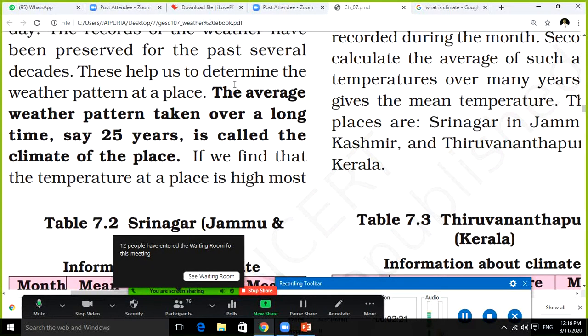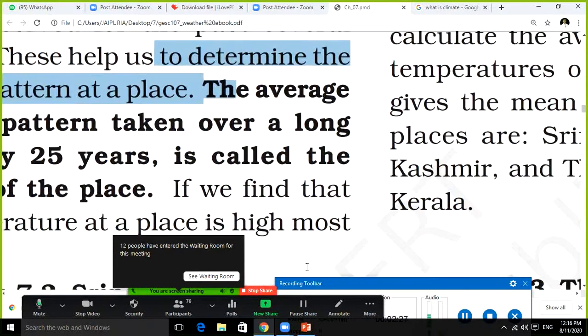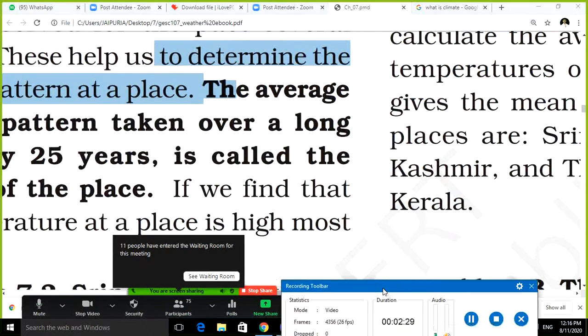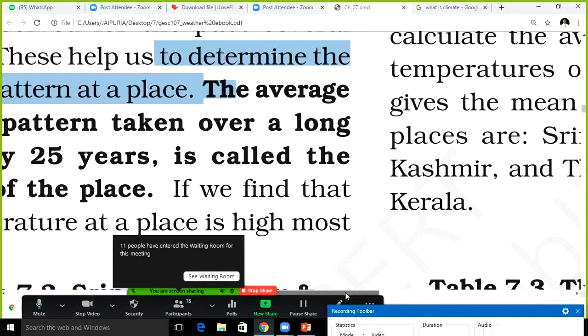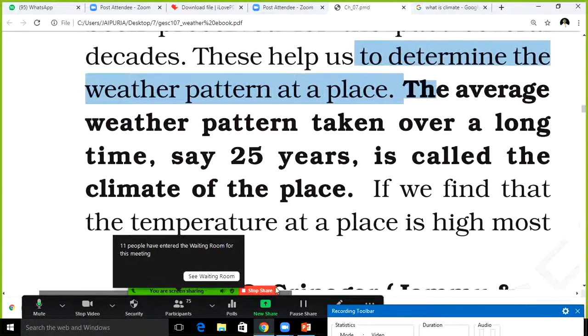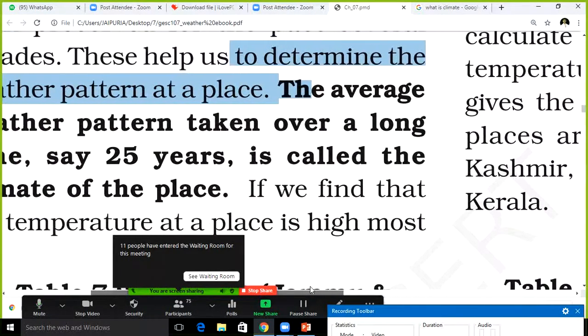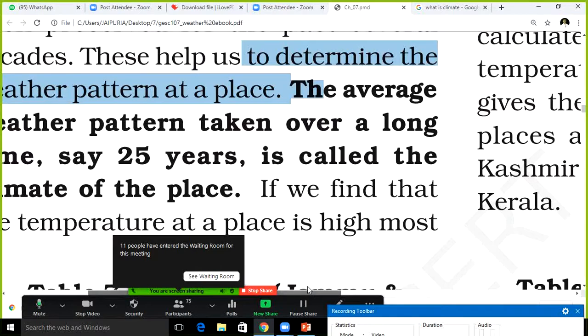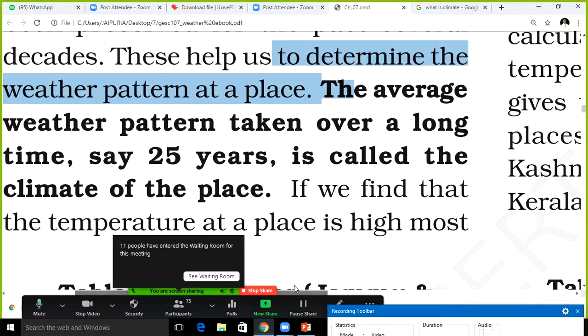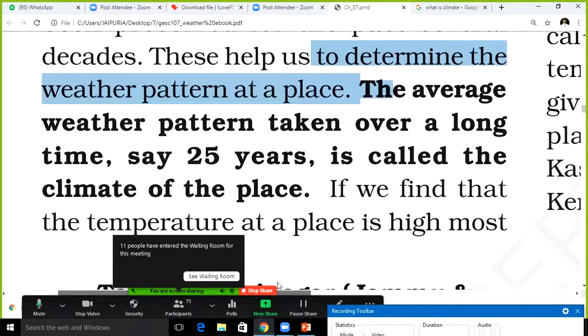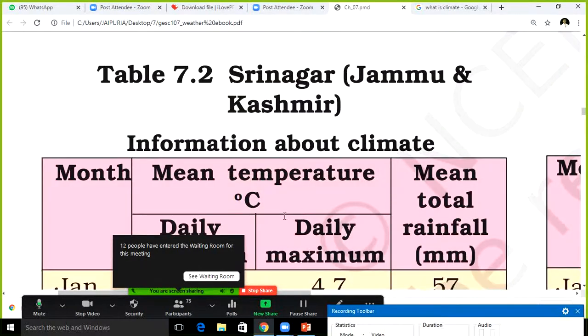So it helps the meteorologist to determine the weather pattern, students, and that is basically the average weather pattern taken over a long period of time, like 25 years, 30 years, that is called the climate of this place. If you find the temperature at the place is high, student.